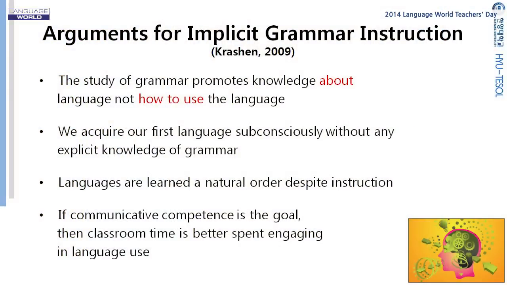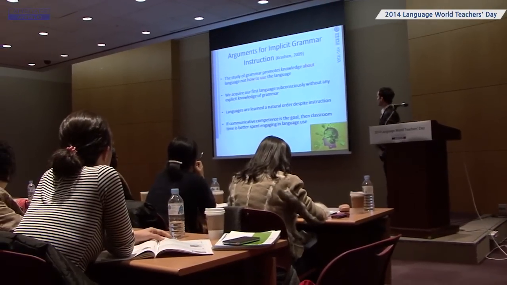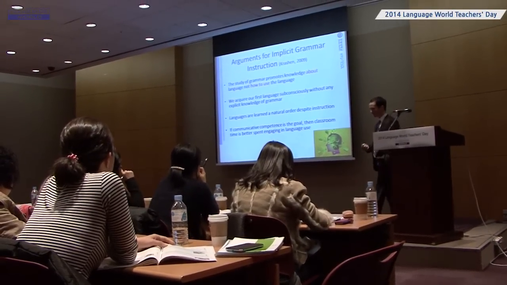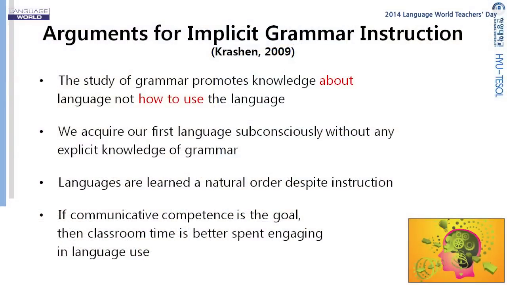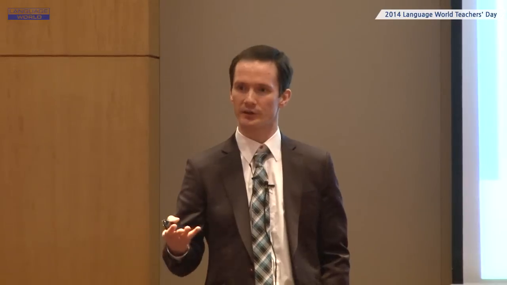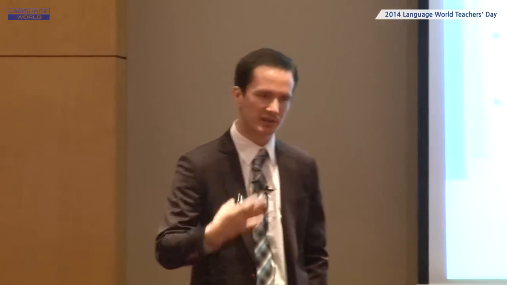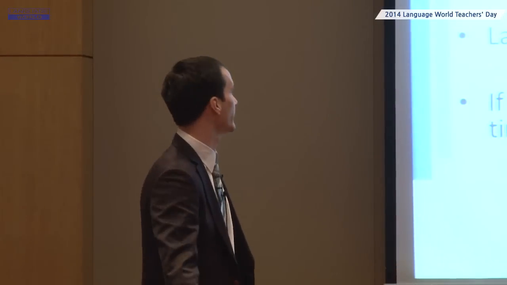Now, another distinction I think is important here is, I want to talk about arguments for implicit grammar instruction. So why should we do it implicitly? The main person I'm drawing on for this is Stephen Krashen. He's been talking about these theories for a long time. He's still talking about these theories. He still makes them, and these theories make sense to me. I'm going to try to put a case forward to you all for why these theories are valuable, and why they're useful, especially when you're dealing with younger learners.